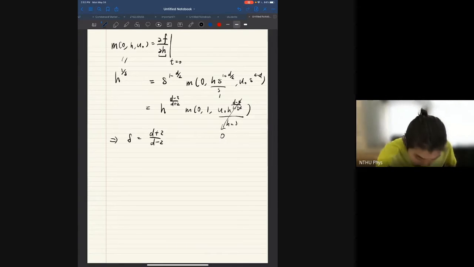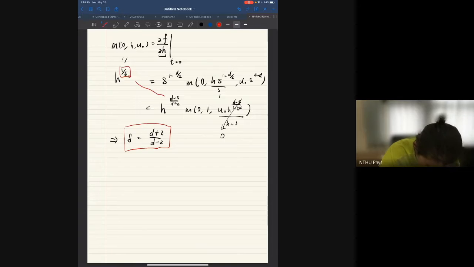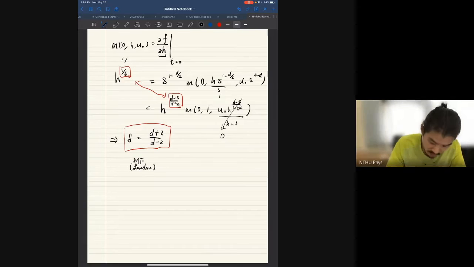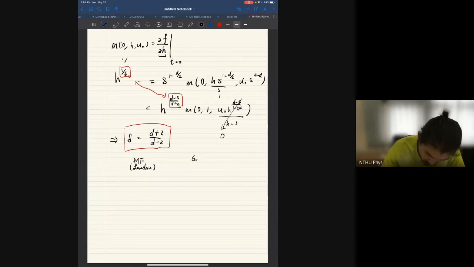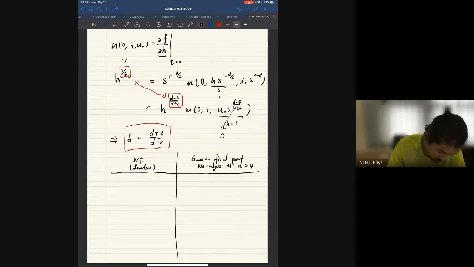Okay, so now we have basically extracted all the critical exponents from the RG analysis, and let's pull out the table. This is the mean field, which is the Landau theory that you learned in your stat mech course, and this is the Gaussian fixed point, the RG analysis at d greater than 4. So we can compare all the critical exponents, alpha, beta, gamma, delta, mu, and nu. This is what you learn in your stat mech course. There's a jump, right? This is 1/2. I just pull out the numbers here. That is what you learn from stat mech, right?